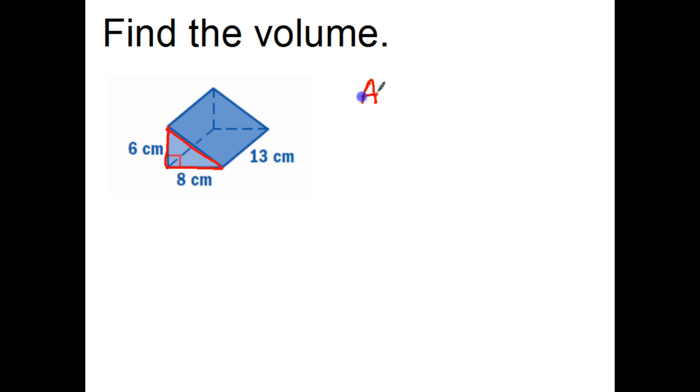So the area of the triangle is going to be equal to 1/2 times the base, which is 8, times the height, which is 6. So the area of the triangle is going to be 1/2 of 8, which is 4, times 6, which is 24. So that's going to be 24 centimeters squared.